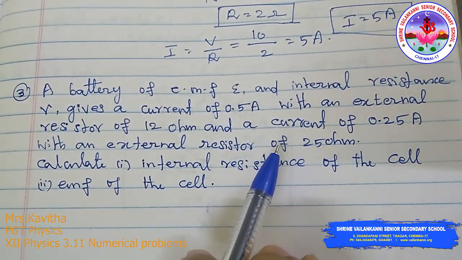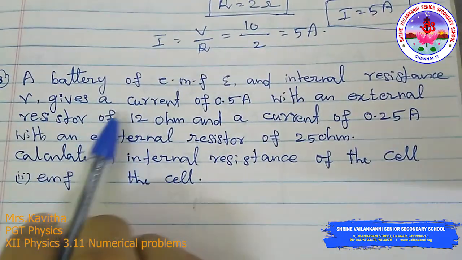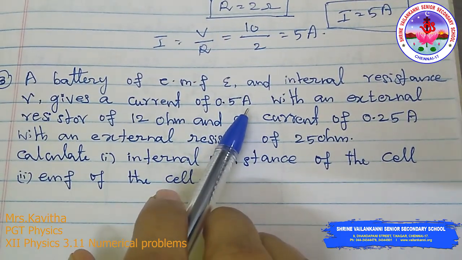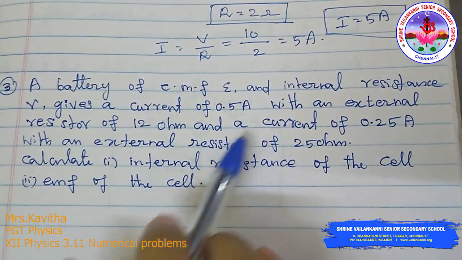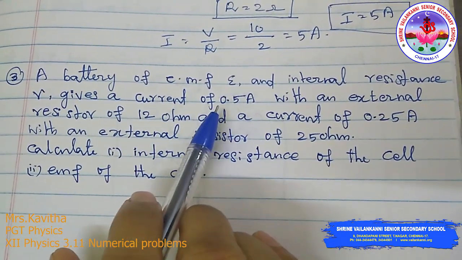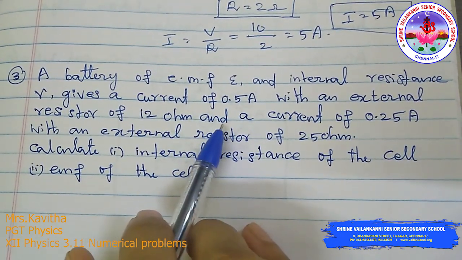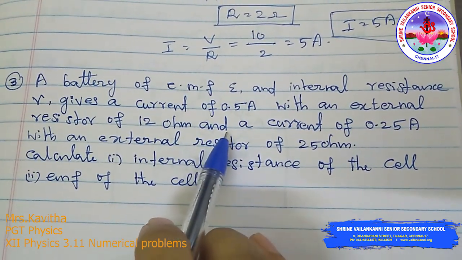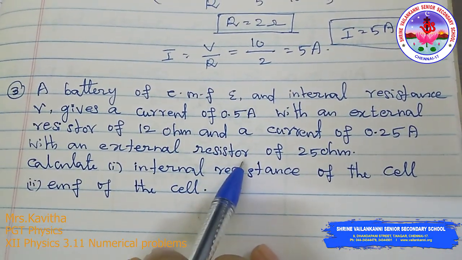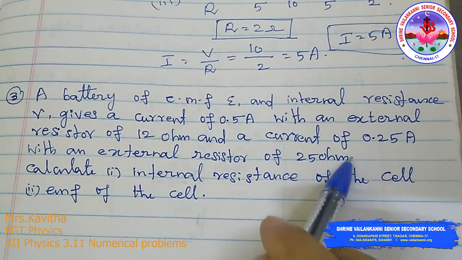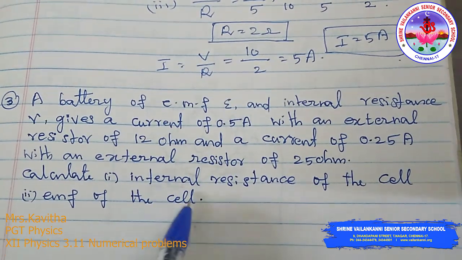Now, a battery of EMF E and internal resistance R gives a current of 0.5 ampere with an external resistor of 12 ohm. See, this information gives us the relation between the internal resistance R, external resistance, and the EMF. We are going to use that. Then, a current of 0.25 ampere with an external resistor of 25 ohm. So we have to calculate the internal resistance of the cell and the EMF E of the cell.